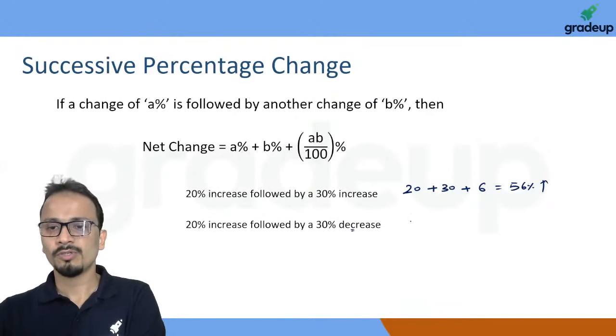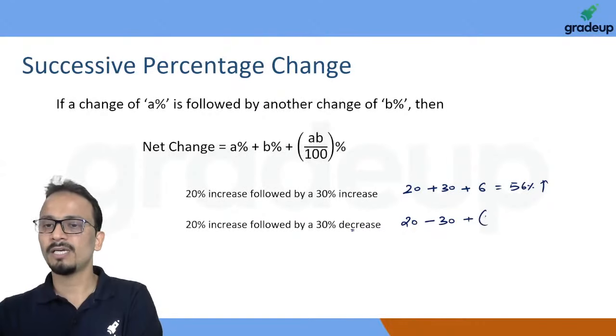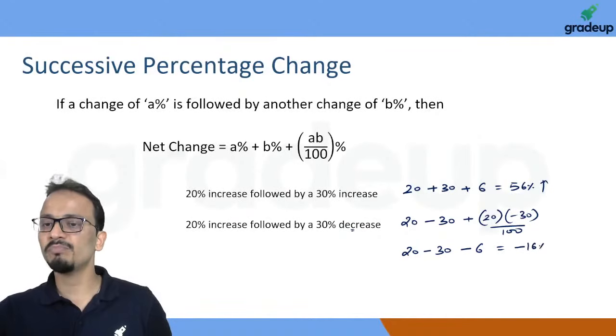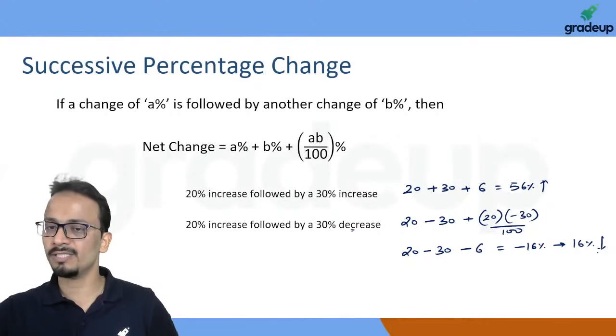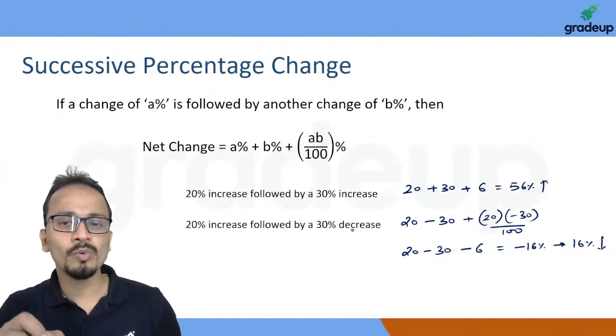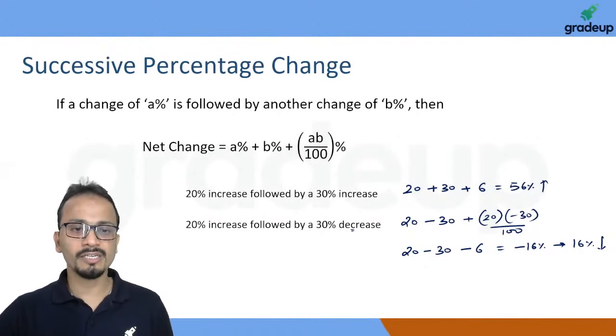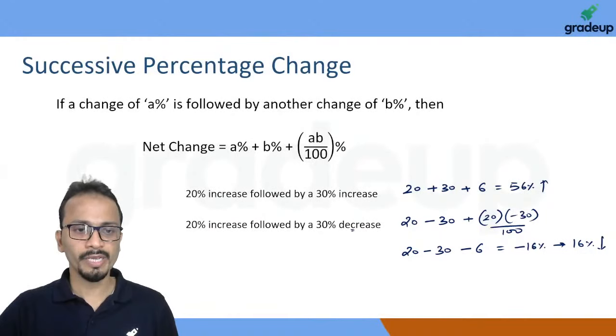So, 20 minus 30 plus, I'm writing it completely, 20 into minus 30 upon 100. So it will become 20 minus 30 minus 6, which is minus 16%, or I can say that it will be a 16% decrease. Again, being careful with the signs. Have to be careful.